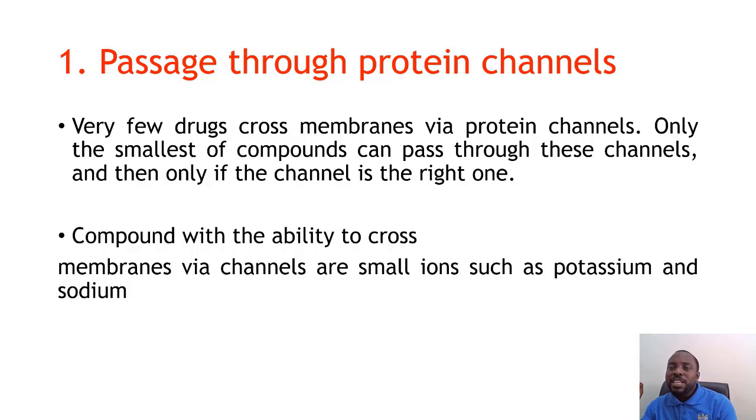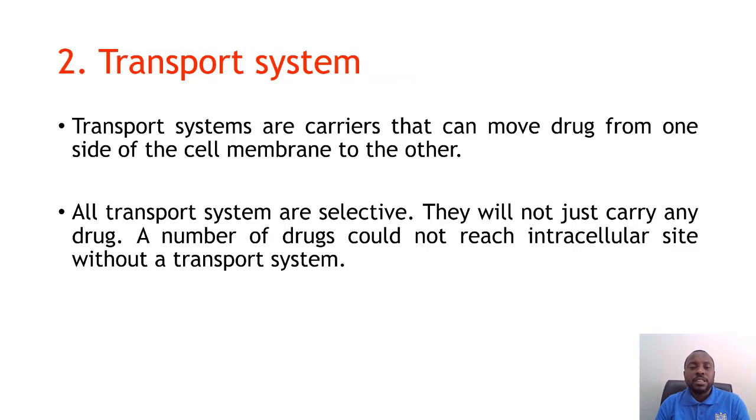If the molecule is big, then it can't go through a protein channel, and probably it might need some form of transport system to enable it to cross the cell membrane. Compounds with the ability to cross the cell membrane via protein channels are small ions such as potassium and sodium. So this means that ions or molecules with the smallest size can go through the protein channels. Then we have the transport system.